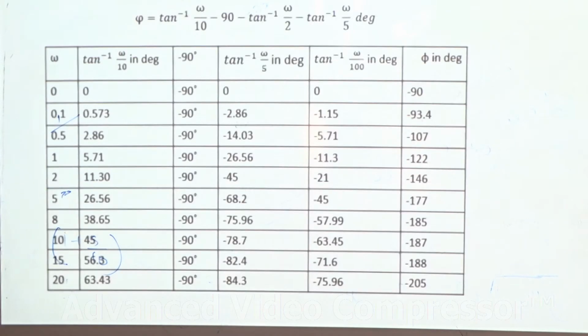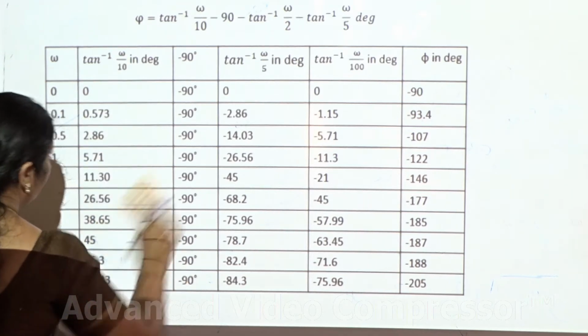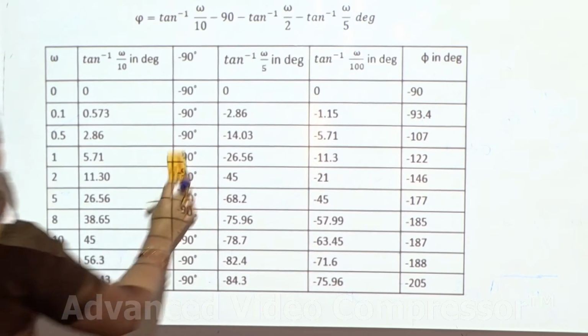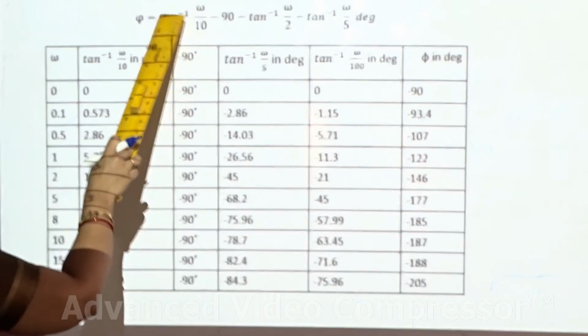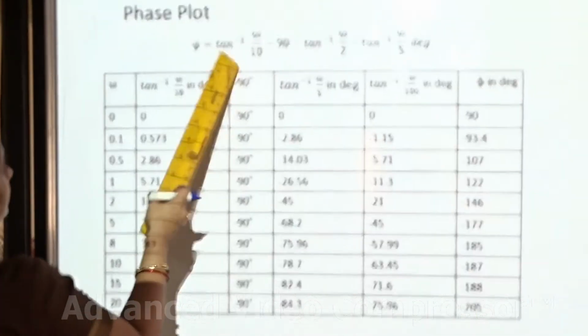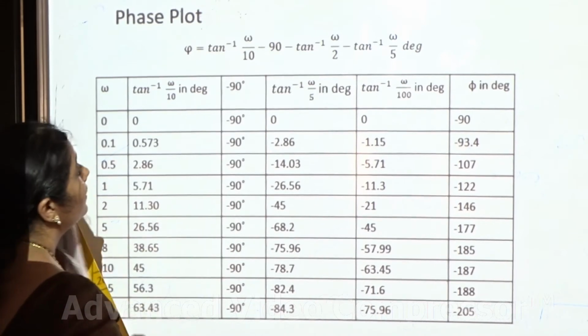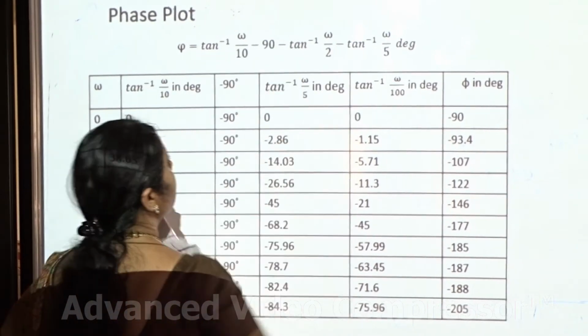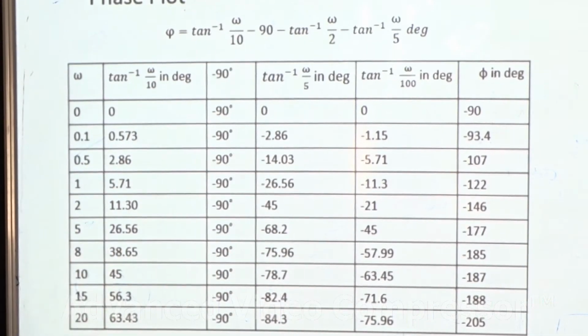Now this will be the tabular column for the phase plot. For different values of omega, you need to write this. Here the expression is given. K anyway is going to give you 0 angle. So tan inverse omega by 10 minus 90 degrees, then minus tan inverse omega by 2 minus tan inverse omega by 5. So for different values of omega, you get the degrees.